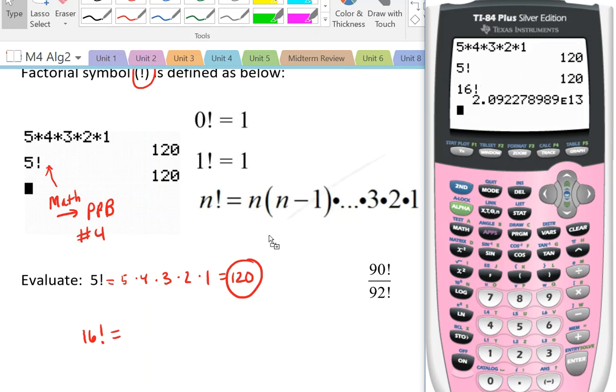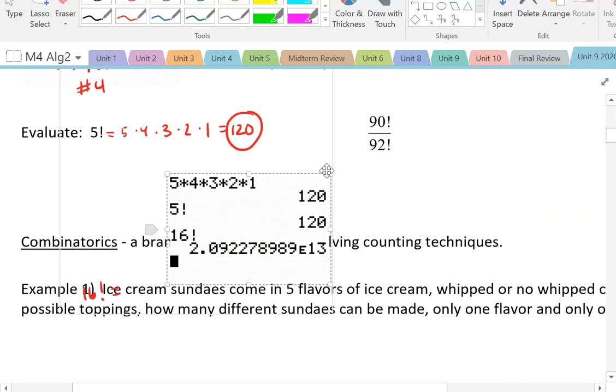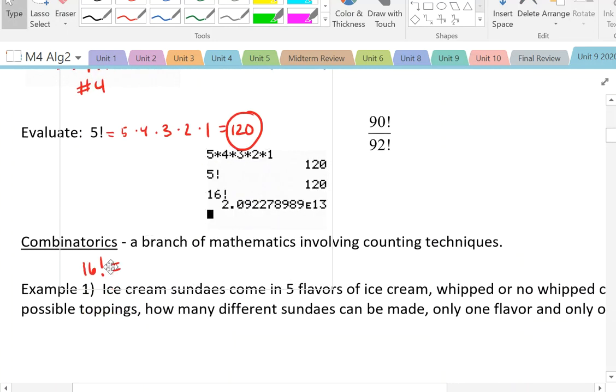Factorials get large very, very quickly, FYI. Oh, what just happened there? All right, well, my 16 factorial got shooting down. I don't know why. 2.092 times 10 to the 13.